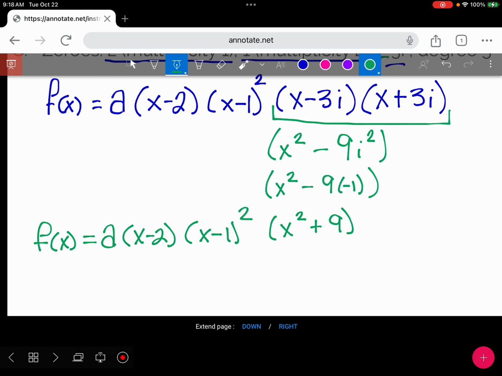So we're not going to leave i's in our function rule, because that makes it really hard for us to figure out things like y-intercepts, the constant that's at the end, seeing what our end behavior is going to do, all that jazz. So we know that this has 2 real roots and 2 imaginary roots. Imaginary roots always happen in pairs, every single time.